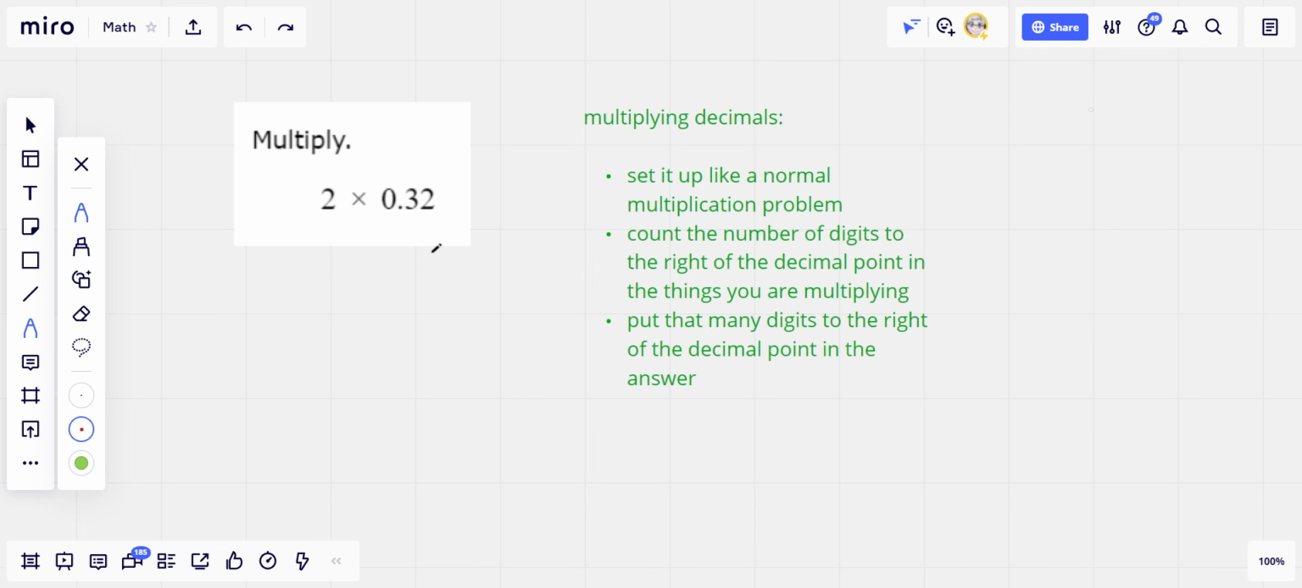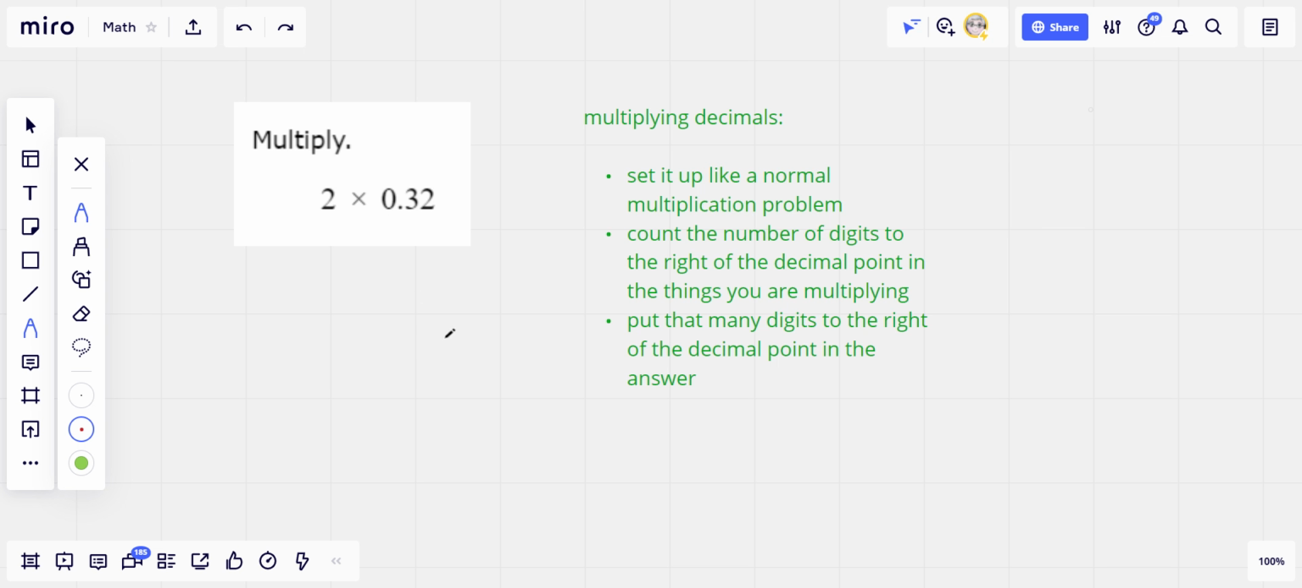For some people, this can be a little bit counterintuitive, not what you expect, because you think when you multiply, the result should be bigger than either of the numbers you started with. When you have a decimal that's less than 1, that's not going to be the case. This is going to be less than 2. It'll be more than the 0.32, but it'll be less than the 2.